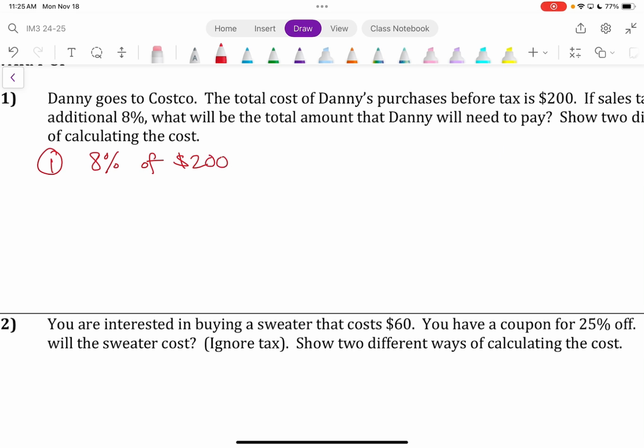We want to figure out the tax. Now, 8% of $200, this statement does have some math involved, of course. 8%, we are going to convert that to a decimal. 8% becomes 0.08. And the word "of" is a special word because the word "of" in mathematics means multiply. So this is 0.08 times 200. Now, 0.08 times 200 gives you $16.